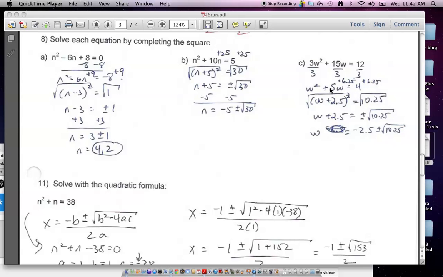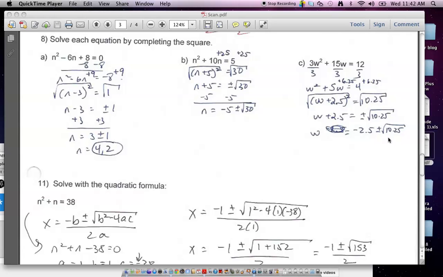Okay? Now I still have to half 5. What's half of 5? 2.5. So there it is. And then I have to square it. And then I say, well, what's missing? Well, in order for this to truly be W plus 2.5 squared, I needed a 6.25. And then if I do it on the left, I have to do it on the right. And that's where the 10.25 came from. Okay? And then the rest is the same. Any other questions on numbers 8, ABC?